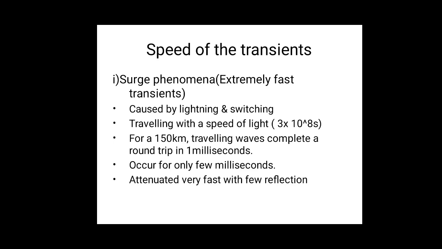First, surge phenomena or extremely fast transient, which is caused by lightning and switching surges. It will travel with the speed of light, that means 3 into 10 power 8 meters per second. Then, for a 150 kilometer line, it generates a traveling wave which completes one round trip in 1 millisecond, which occurs in few milliseconds and it is attenuated very fast with few reflections.